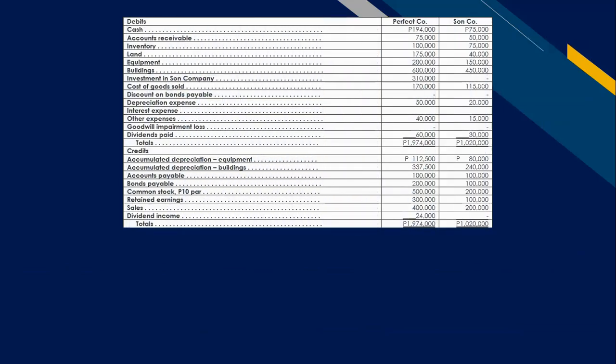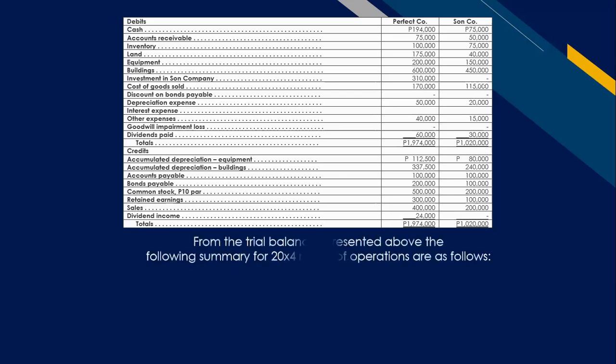So we have now Perfect Company and Sun Company. Take note, we have the assets, the liabilities, and included among the assets is investment in Sun Company for 310,000. Then we have depreciation, a discount on bonds payable. Depreciation expense of the parent and the subsidiary. Then we have other expenses and dividends paid. Accumulated depreciation of equipment and buildings. Then accounts payable, bonds payable, common stock, retained earnings, sales, and dividend income.